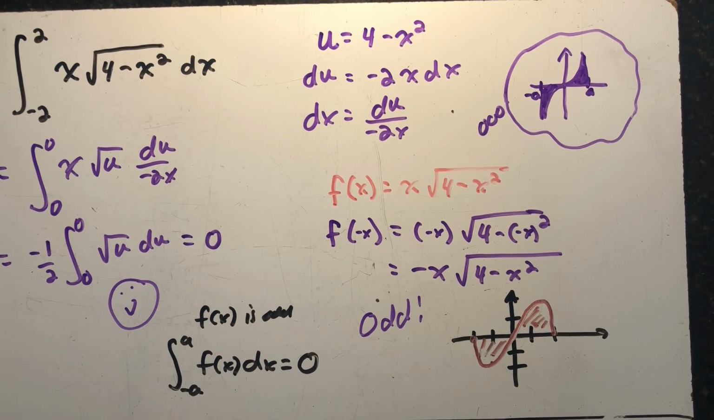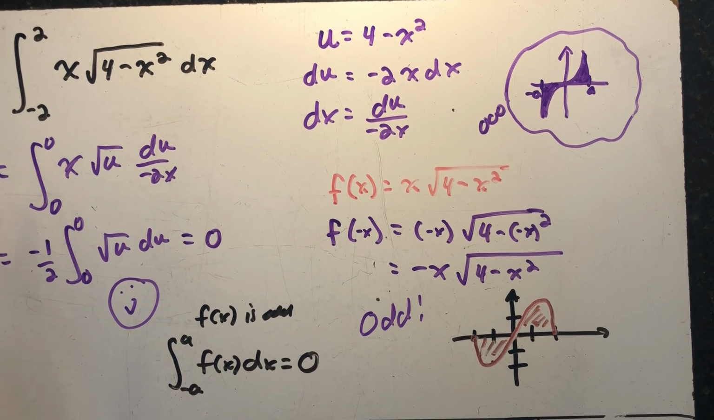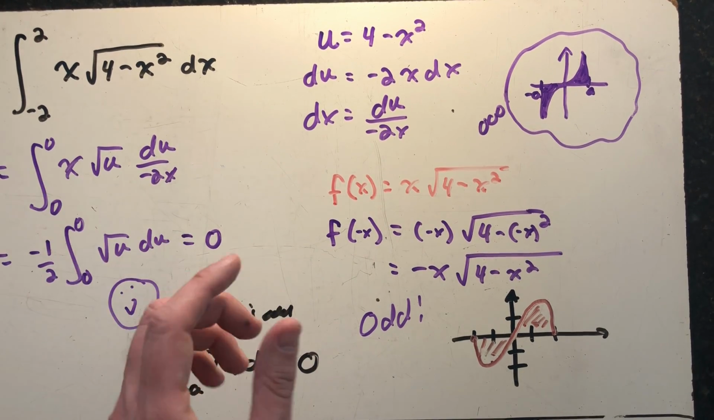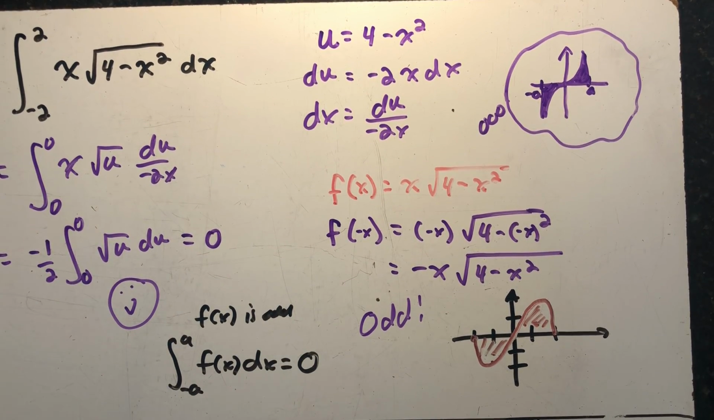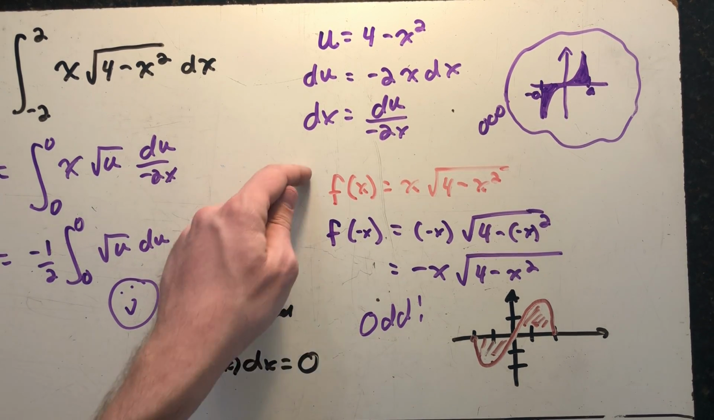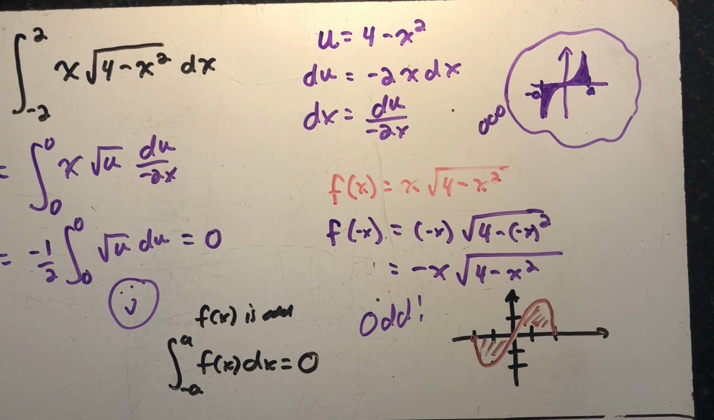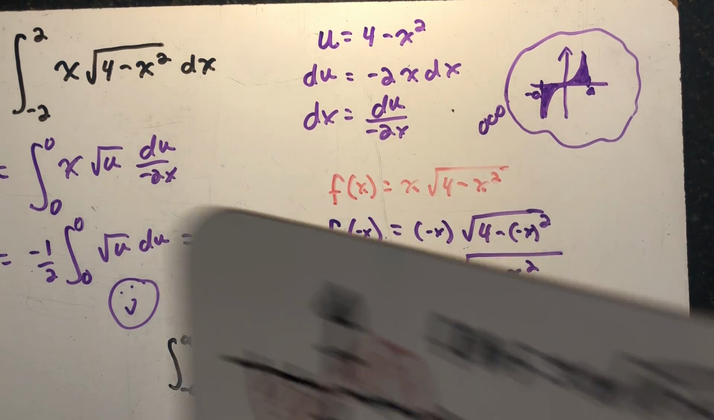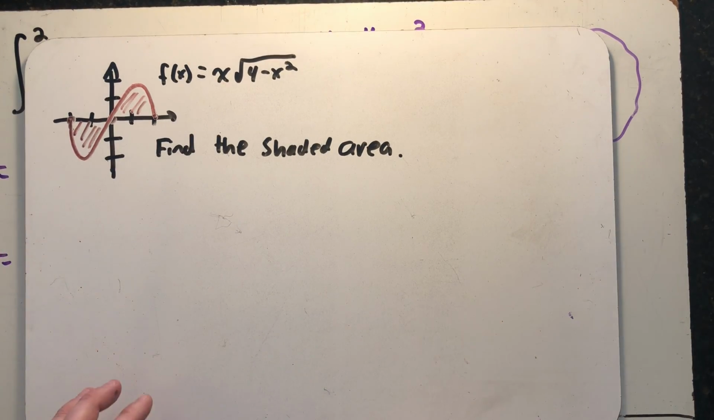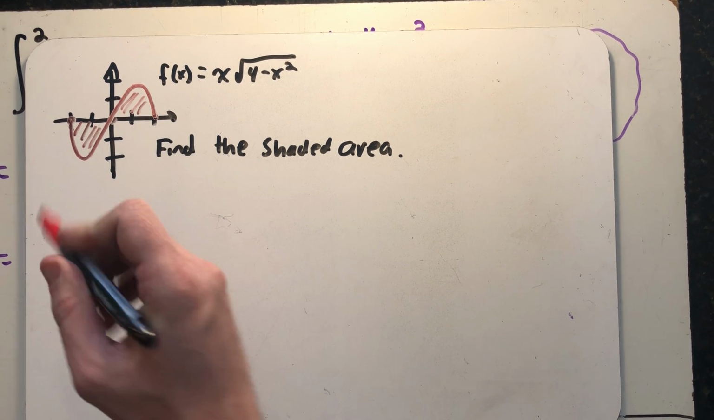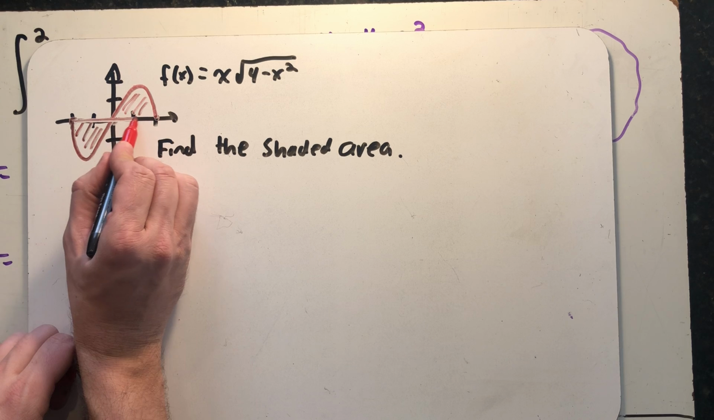In our last video, we integrated an odd function over a symmetric interval, an interval that goes as far left as it does right around the origin, and found out the answer was 0 and the answer had to be 0. But along the way, we saw the graph of f of x equals x times the square root of 4 minus x squared. And so what I want to do now is, instead of integrating from minus 2 to 2, I want to find the actual area shaded here.